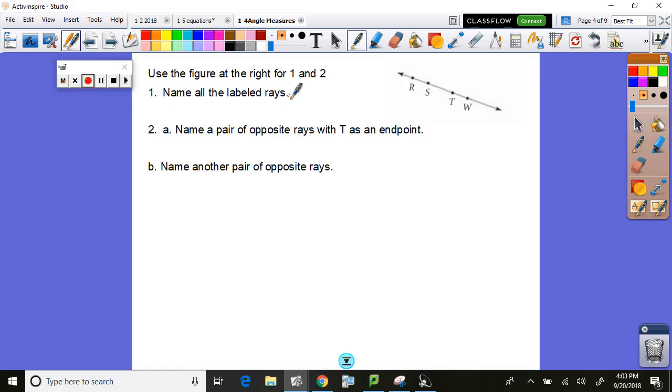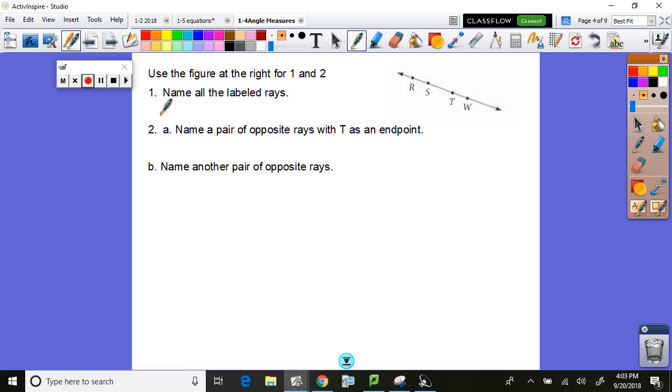It says, use the figure at the right, name all the labeled rays. So I want you to pause and try to do this, and then come back and see the answers. Hopefully I do not miss any. So hopefully you're back now.